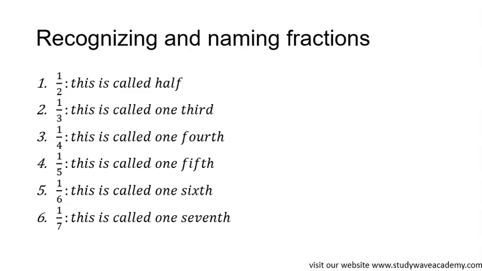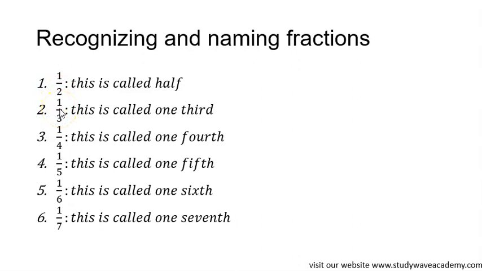So we know fractions are part of a whole, right? We remember that fractions represent a part of a whole. So we know that these are fractions: 1 over 2, 1 over 3, 1 over 4. Now we're going to be looking at what these are called, okay? 1 over 2 is called half. This is known as half.